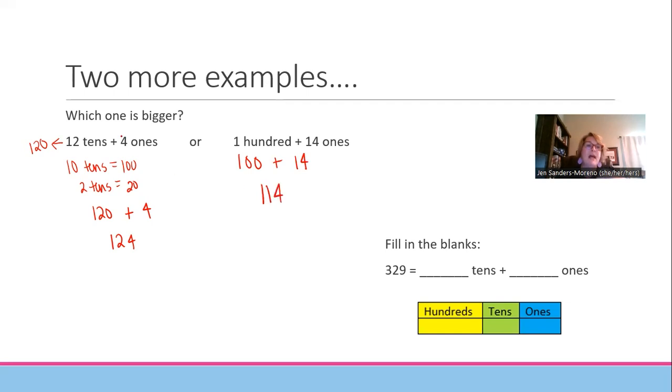So this problem is asking us which one is bigger, meaning which one's the larger number. Is it 124 or 114? That one's the larger one. Okay. And look, we have one more of those fill in the blanks problems here.